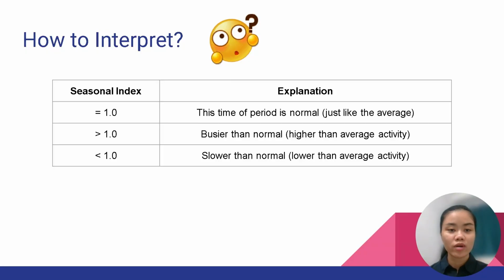So how to interpret? If seasonal index equals 1, the period is normal, just like the average. If more than 1, the period is above average, so busier. If less than 1, the period is below the average, so slower than normal.